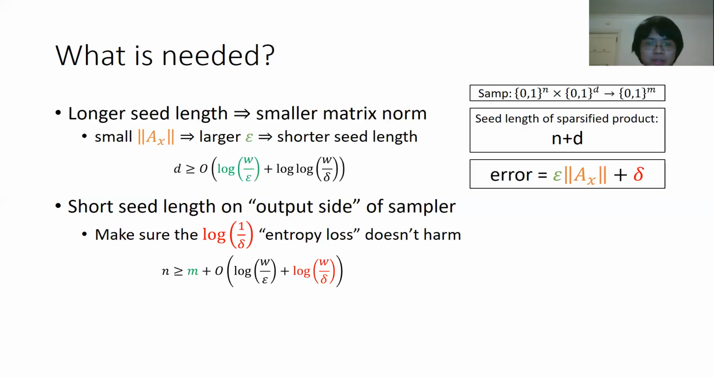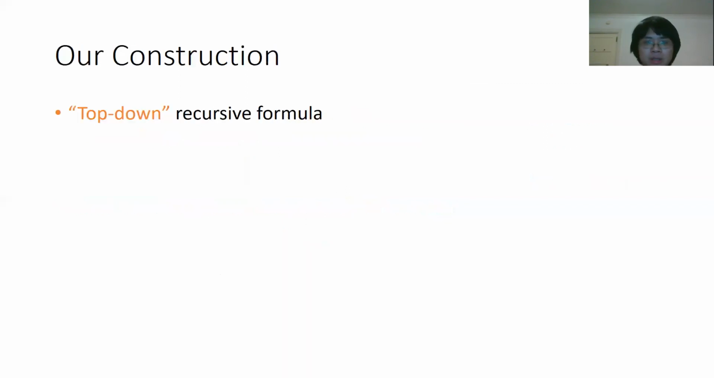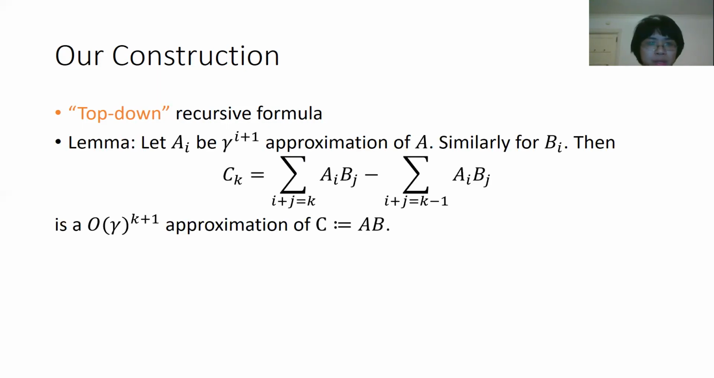So with these two properties in mind, we use two main technical lemmas to get a simplified construction. The first one is that instead of using the bottom-up telescoping sum trick as in BCG, we replace it with a top-down recursive formula. So we apply a recursive formula as follows.